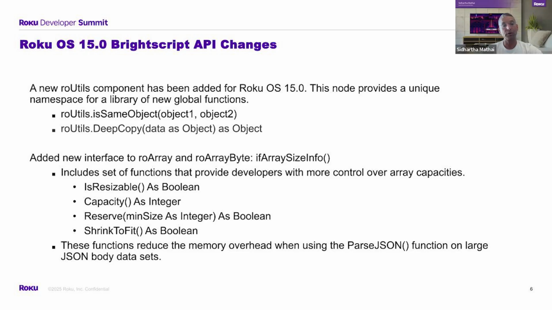ShrinkToFit is sort of the opposite of reserve in a way. It is to shrink an array to the requested size, or to the size of the storage that is currently in the array. And likewise, the return is a Boolean because it might have failed or succeeded. The area in which you might use these functions the most is with the ParseJSON function, because the data using ParseJSON is relatively large, and this can come in quite handy when using that function.